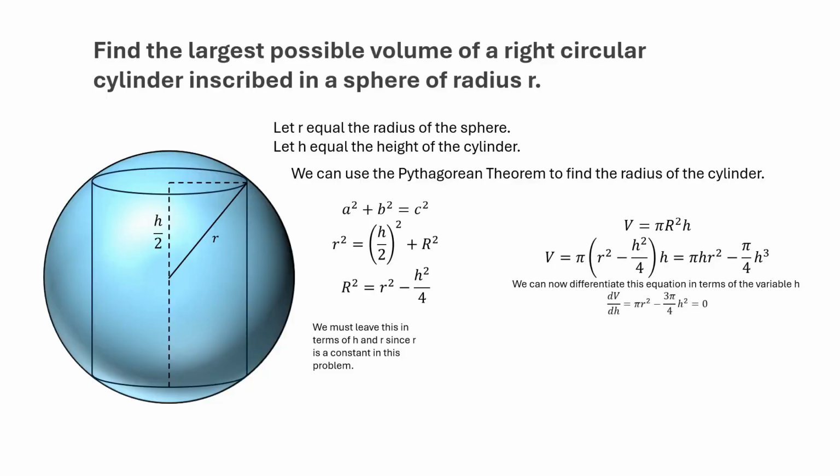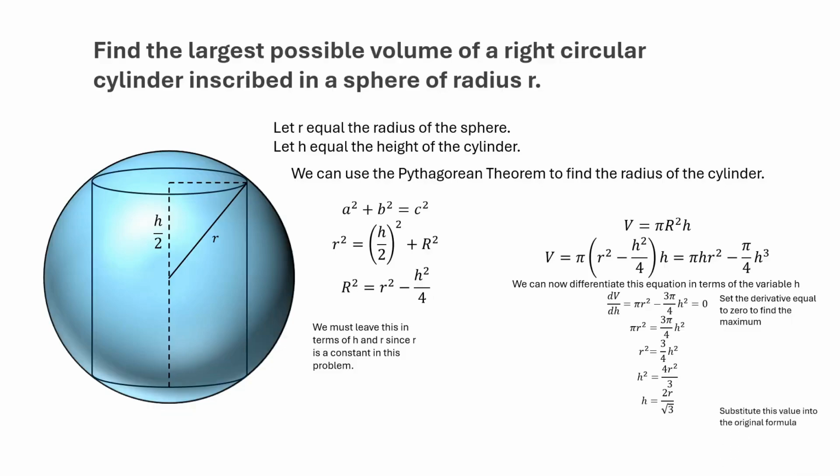Because h is our only variable in the expression, we can treat pi and r as constants. Because we have to find the maximum volume, we must set the derivative equal to 0 and solve for our variable. The value that will be obtained after solving will give us our desired height of the cylinder. We get h equals 2r over root 3. This is our desired maximum height.